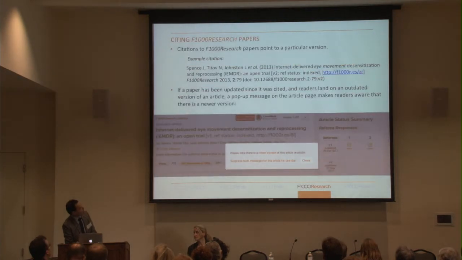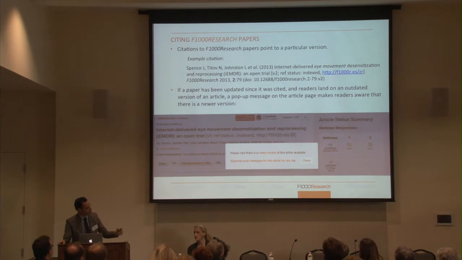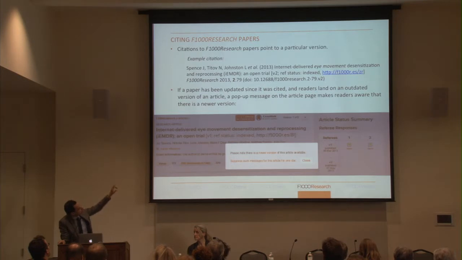So, with so many versions of an article, you might be wondering, how do you cite such an article? Well, the citations of F1000 research papers actually point to particular versions of the article. In this particular example, if you pay attention, there's a part of the reference, the citation that's in between square brackets. In there, you can find information about the version of the article.